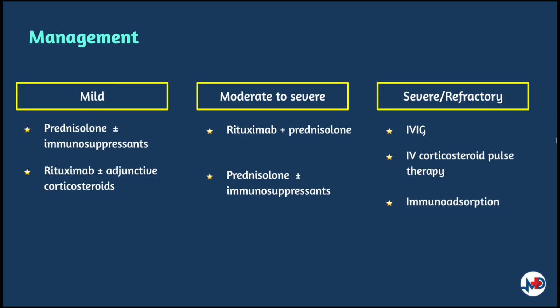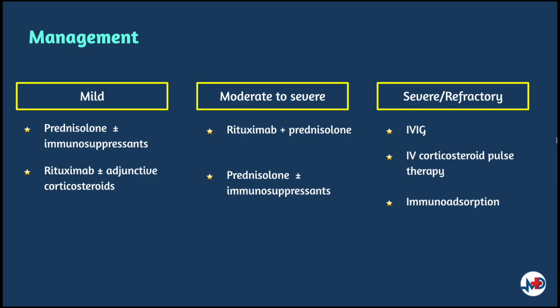Rituximab with or without adjunctive corticosteroid is an alternative first-line therapy. For moderate to severe pemphigus vulgaris, rituximab in association with prednisolone prescribed as a tapering dose can be given, however it needs to be stopped after 6 months and is usually given as a first-line therapy. If rituximab is contraindicated, then prednisolone with azathioprine or mycophenolate can be given instead.